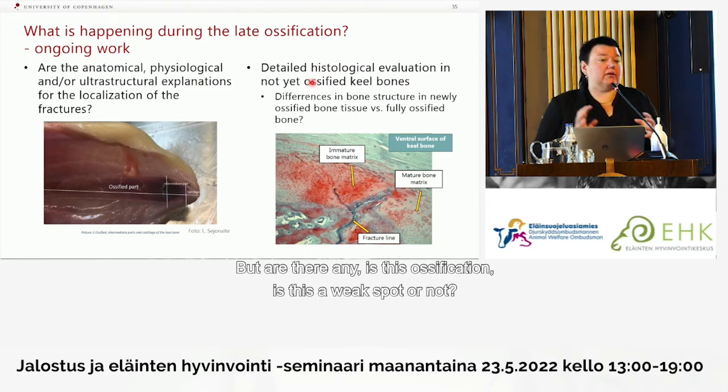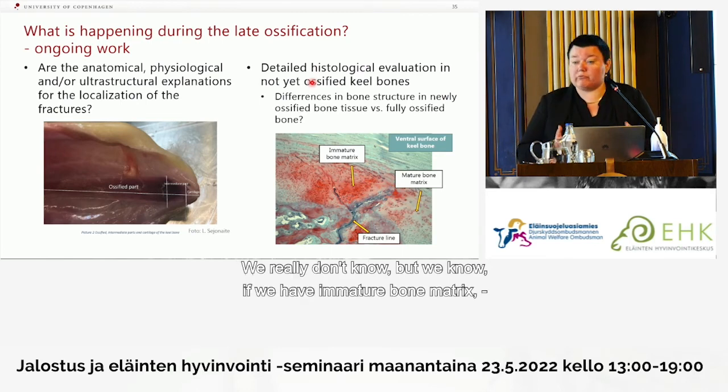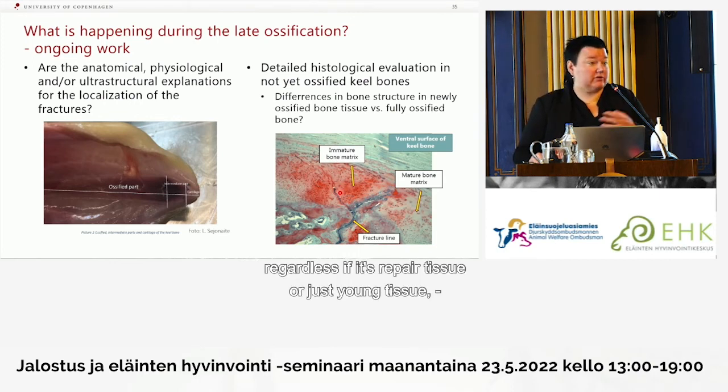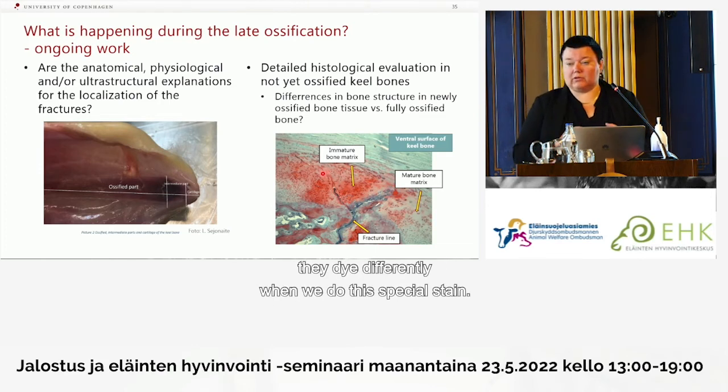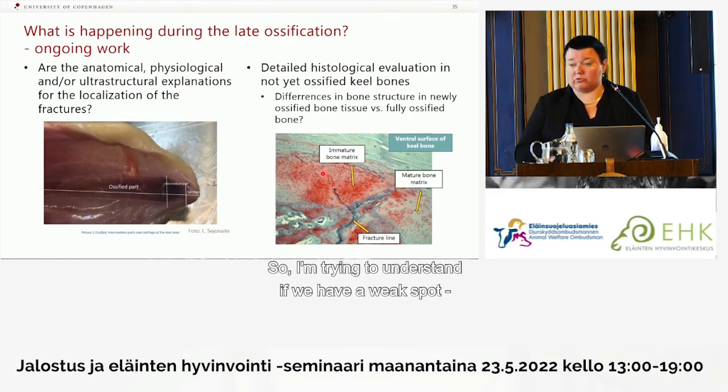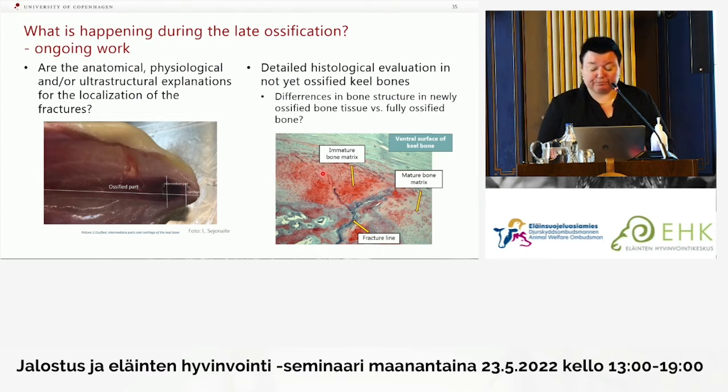But is this ossification zone a weak spot or not? We really don't know, but we know that if we have immature bone matrix, regardless of whether it's repair tissue or just young tissue, then we can see that they stain differently when we do this special stain. So I'm trying to understand if we have a weak spot in the ossification zone. That is to come.